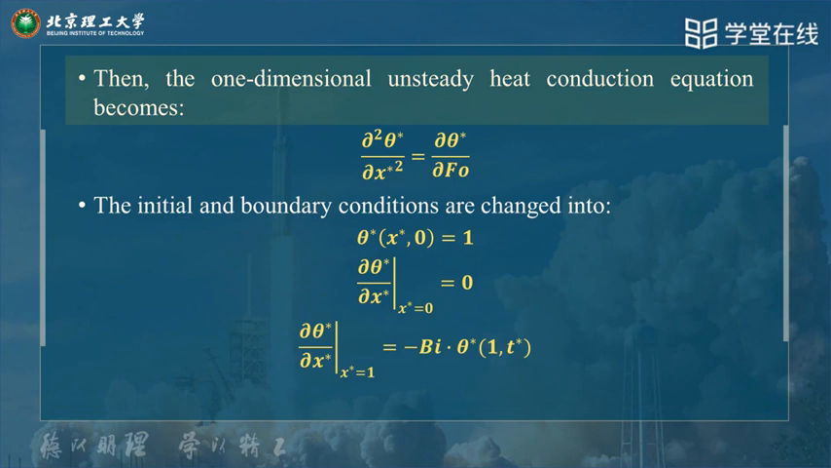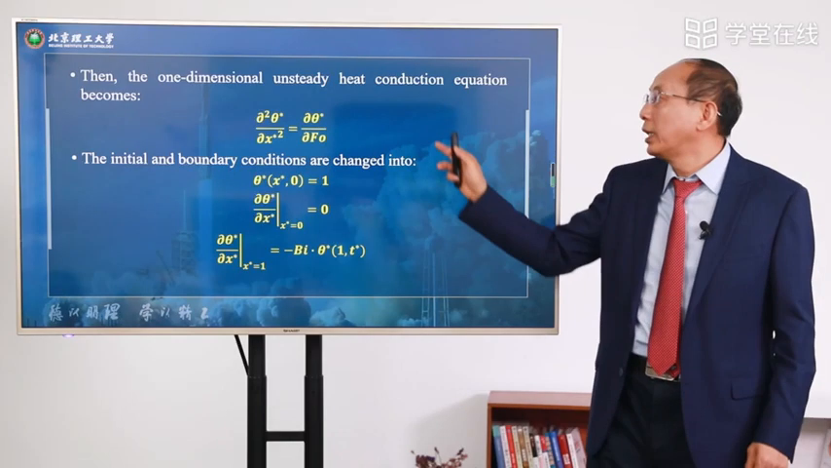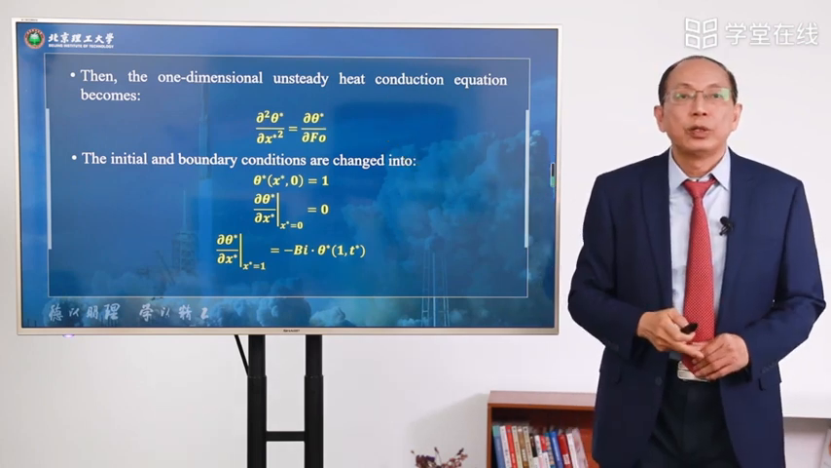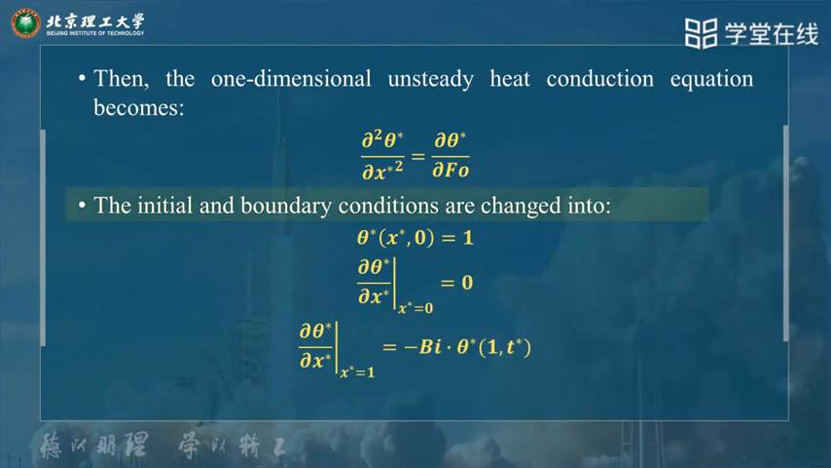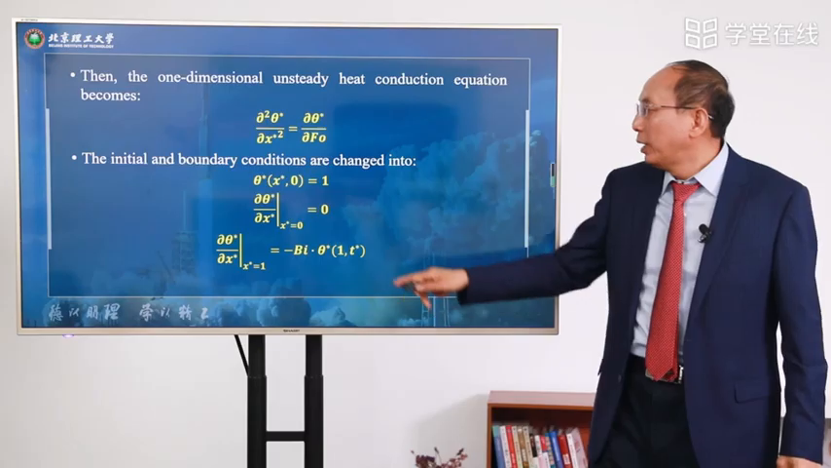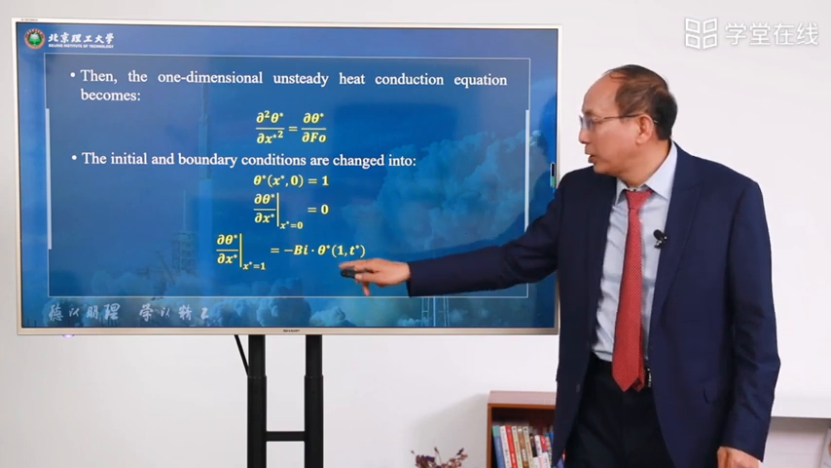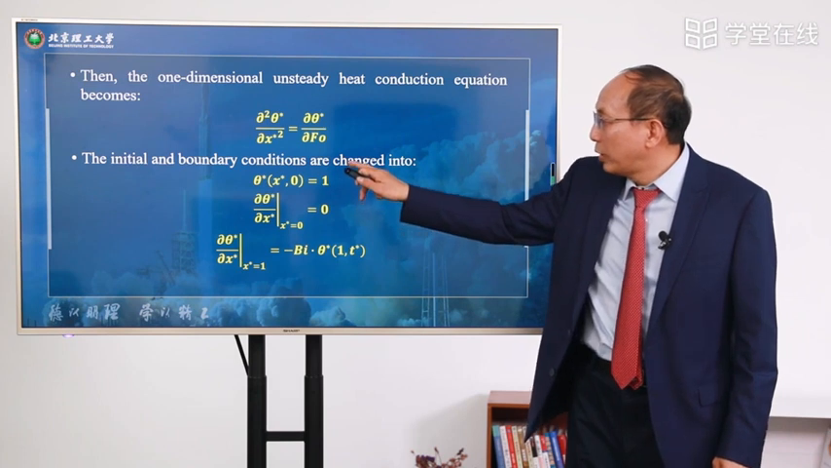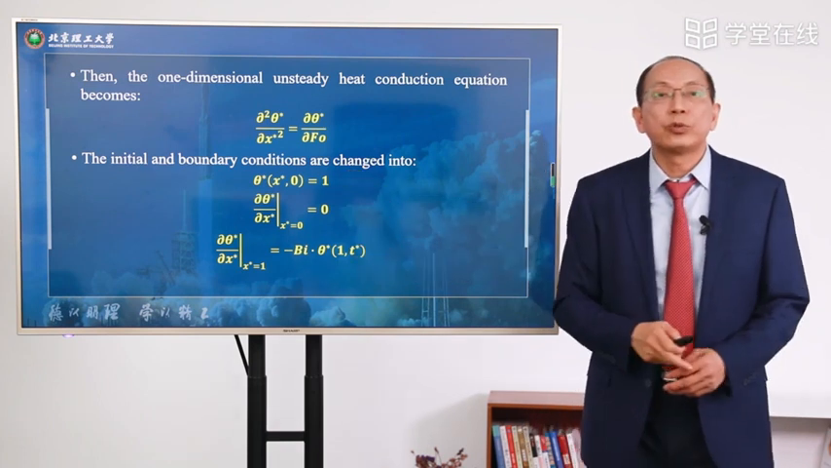Okay, the one-dimensional unsteady heat conduction equation becomes like this: the second derivative of theta star with respect to x star equals the partial derivative of theta star with respect to the Fourier number. Here is the unsteady heat conduction equation. This equation needs initial and boundary conditions. In this case, theta star when tau star is 0 equals 1. And the second boundary condition, another boundary condition. So there are three conditions: 1, 2, 3.